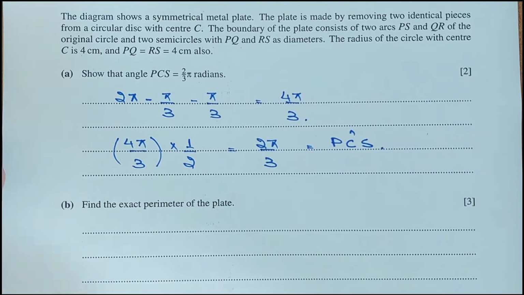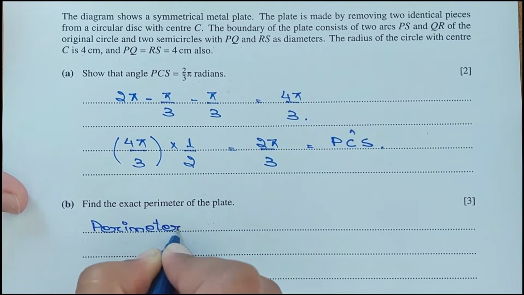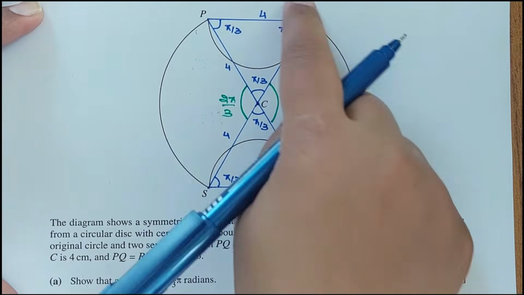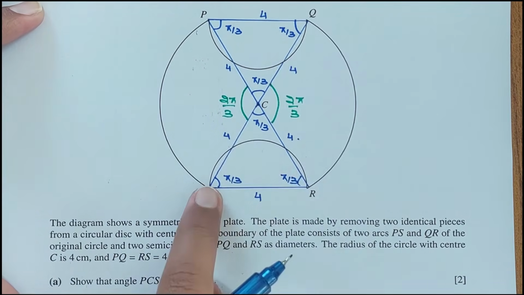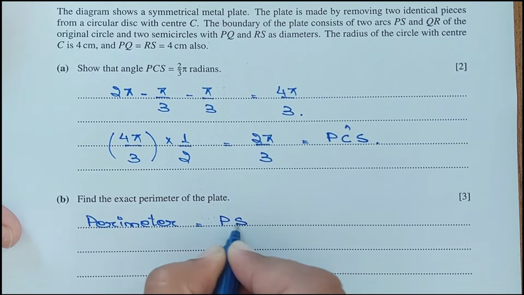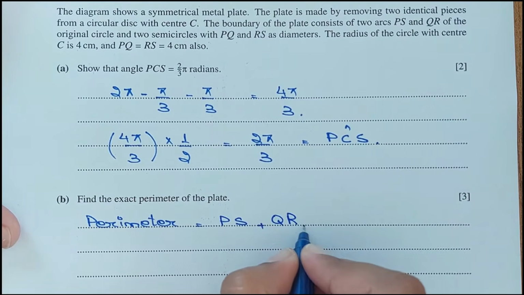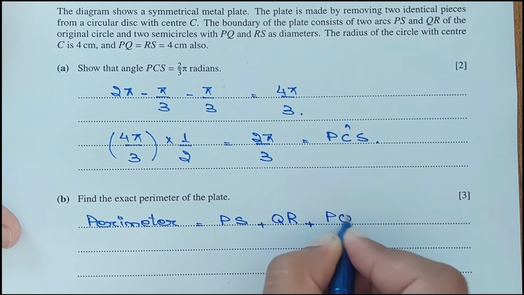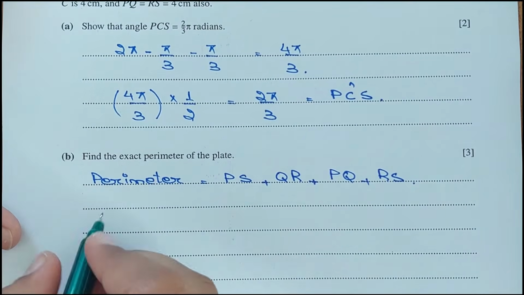So the exact perimeter of the plate is basically the sum of the two arcs, as you can see, PS and QR, and these two semicircles, P to Q and R to S, right? So we have the arcs PS and QR. These are the two identical arcs, and the arc lengths we have to find, and the semicircles we have PQ and RS. First let me find the arc length.